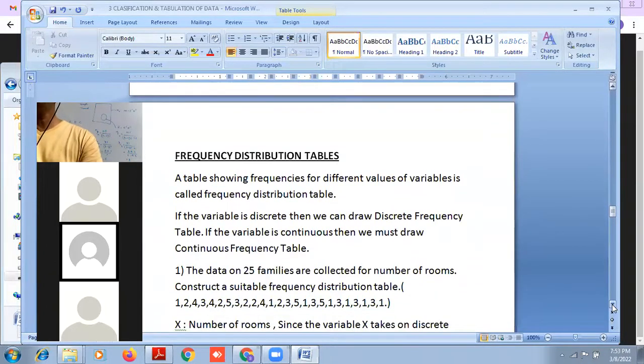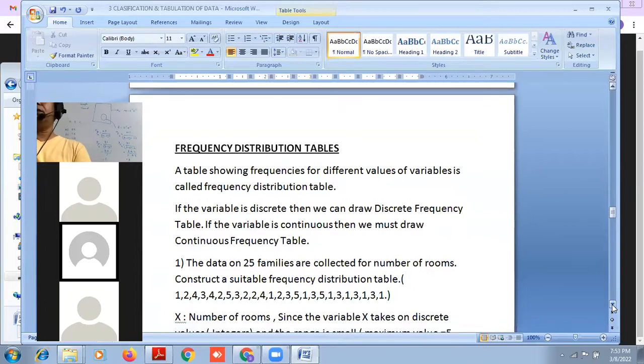Now comes the important part, that is frequency distribution tables. So the subject starts from here now. A table showing frequencies of different values of a variable is called a frequency distribution table. If the variable is discrete, then we draw a discrete frequency table. If the variable is continuous, then we draw a continuous frequency distribution table.